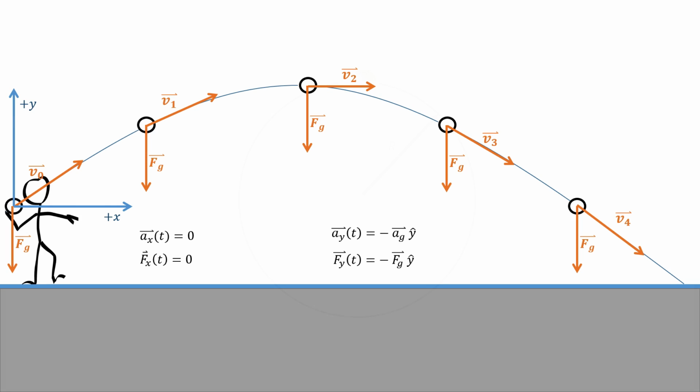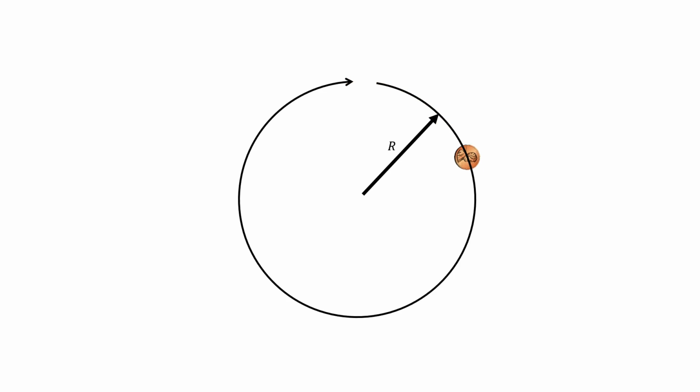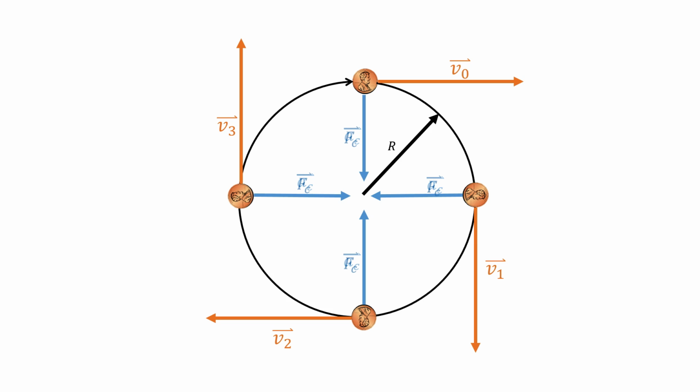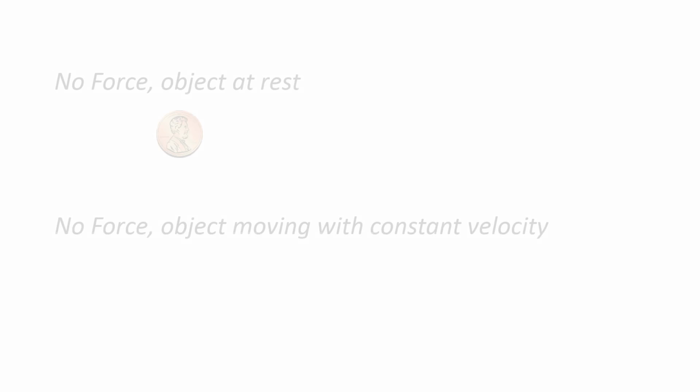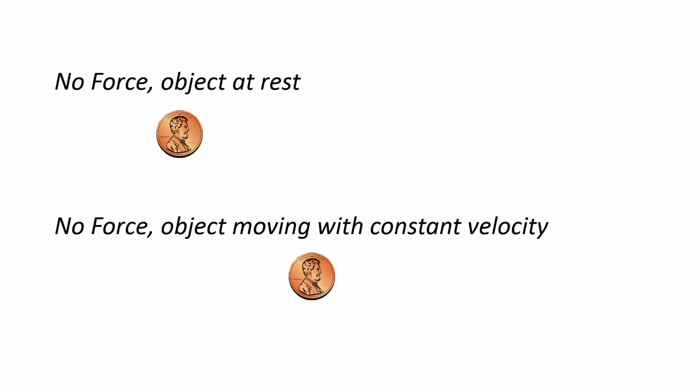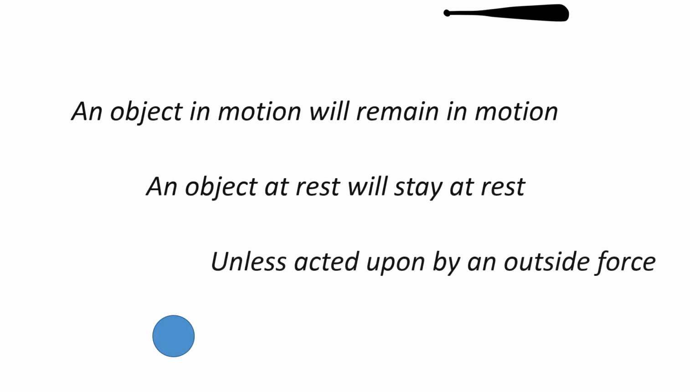Any object that is moving in such a way that it has an acceleration must also have a force acting on it that causes that acceleration. If there is no force acting on the object, it will have no acceleration, and so must be traveling at a constant velocity, which may or may not be zero. This leads to one of the most familiar adages in physics. An object in motion will remain in motion. An object at rest will stay at rest, unless acted upon by an outside force.